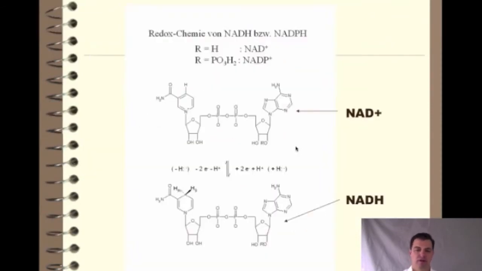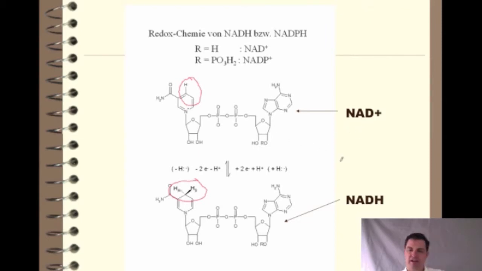So I went too far. All right, so when we talk about NAD plus and NADH, this is what NAD plus looks like. This is what NADH looks like. And if you notice, they're very identical looking molecules. And the difference lies right up here. So if you look at that versus that, there's a little bit of a difference here, that extra hydrogen there.